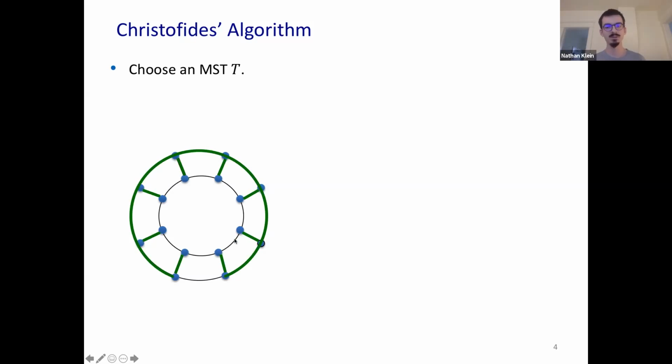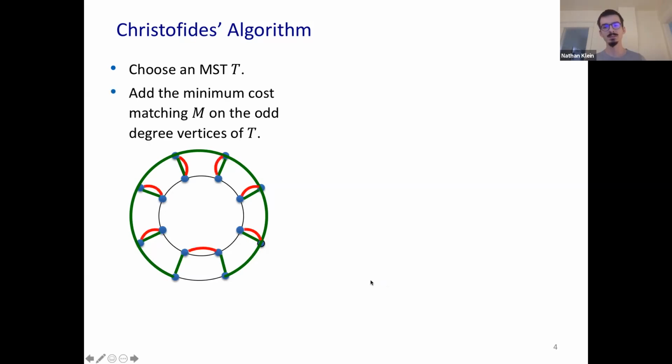However, since there are odd vertices, this doesn't correspond to a tour. Every vertex should have even degree, as whenever I enter a city, I have to leave it as well. So we add now the minimum cost matching on the odd degree vertices of the tree, which fixes our problem by making every vertex even. And now the green and the red edges together make an Eulerian tour.